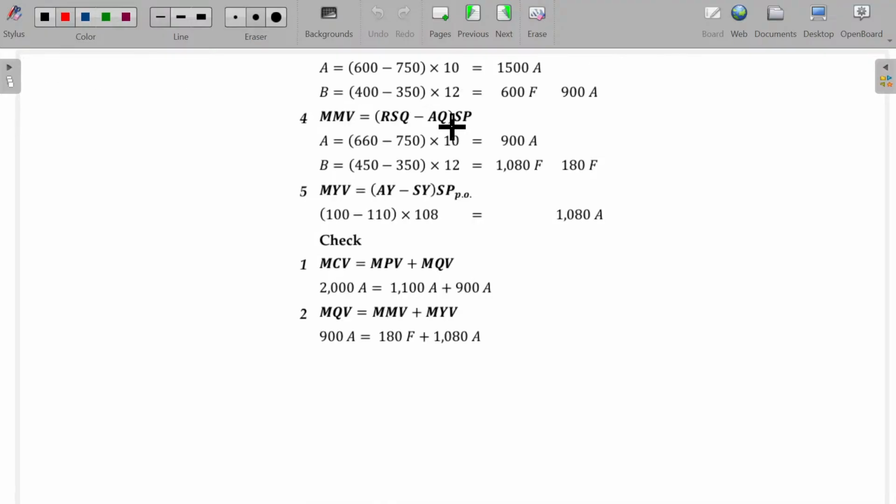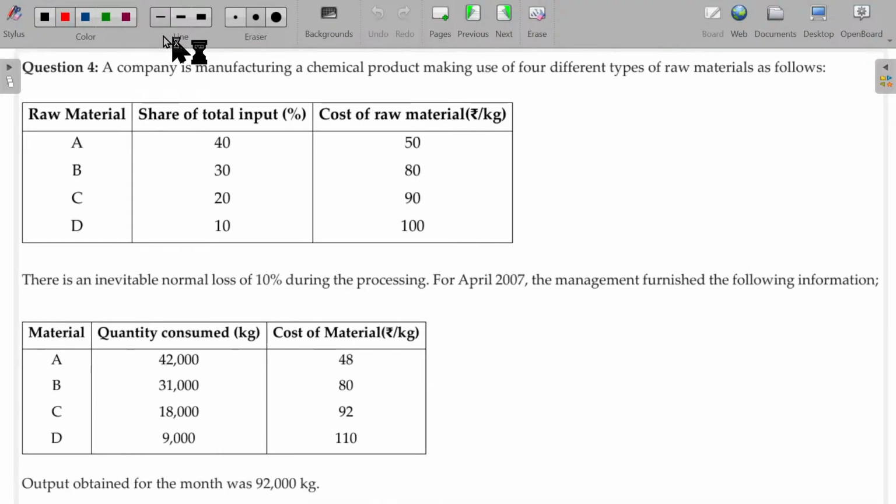Now, I request you to try this illustration yourself. Come on, make a note of it. You try it yourself. A company is manufacturing a chemical product making use of 4 different types of raw materials. So, we have been given 4 raw materials. And there is an inevitable normal loss of 10% during the process. For April 2007, the management furnishes the following information. The output obtained being 92,000 kgs. A, B, C, D, and we have the normal loss and output. Output being 92,000.